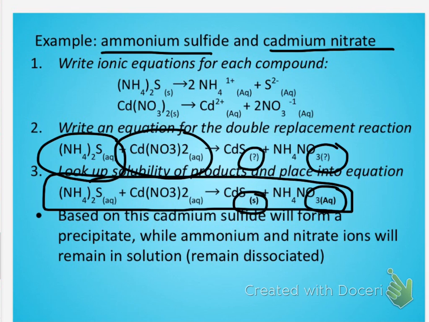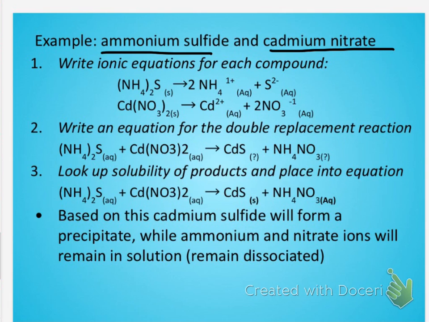So we know that cadmium sulfide is insoluble. It's going to be a solid. Ammonium nitrate is super soluble. What's going to happen is the cadmium sulfide will form a precipitate. It will come out of the solution. You'll have chunks in the bottom. The ammonium and nitrate ions are going to stay dissolved because ammonium nitrate is soluble, as was the thing that went into it.